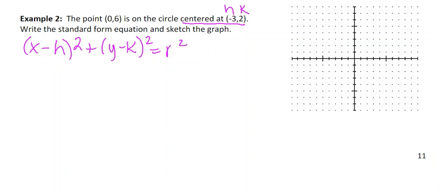In this example, I gave you a graph here to make it a little more visual for you. The point (-3, 2) is the center of the circle, and the point (0, 6) is on the circle. If I'm doing a rough sketch of what this looks like, sorry, my circles are not perfect, but it looks something like this. And so when I go to write this equation, I can right away put in my h and my k.